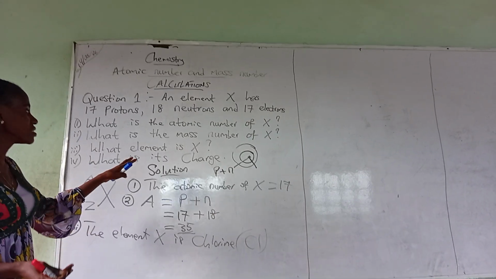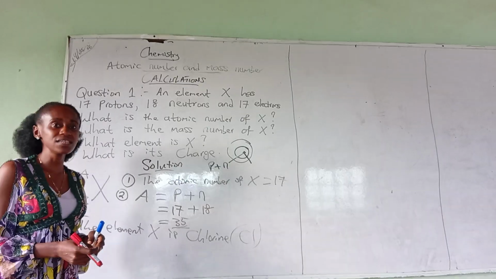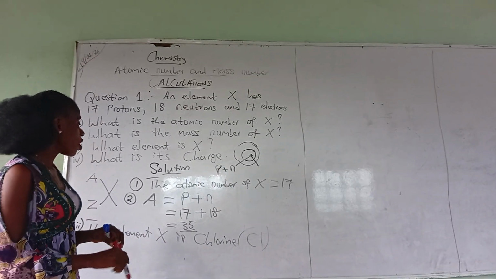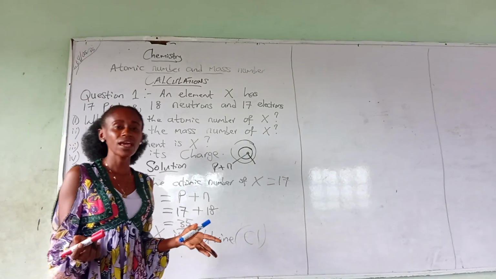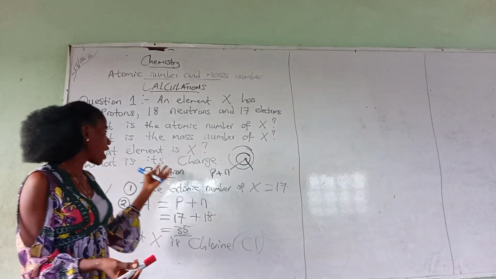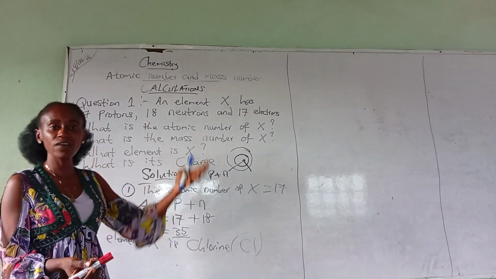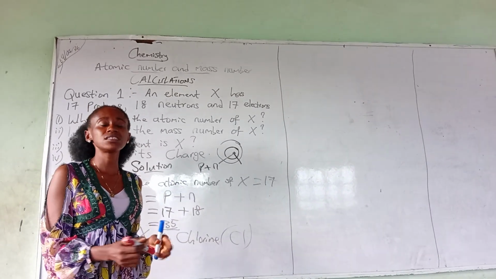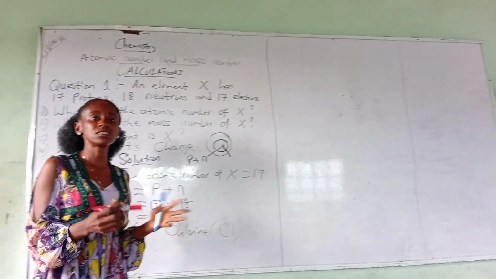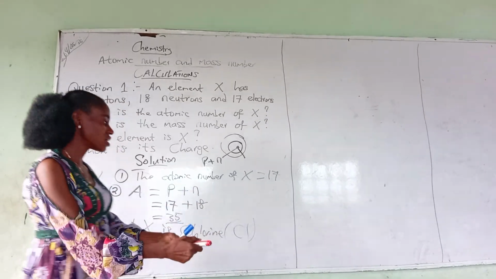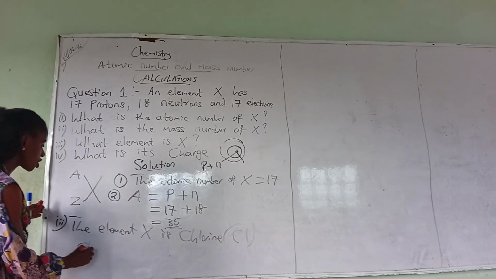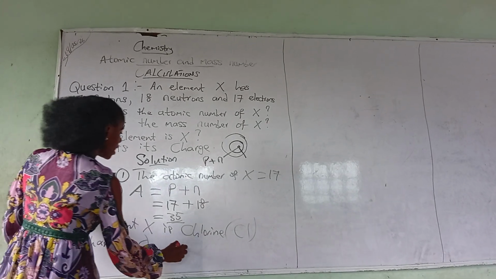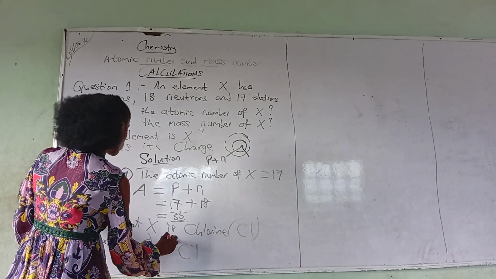What is its charge? Now, how do we get this? Of course, the net charge is 0. We have 17 protons, we have 17 electrons, so the net charge is 0. It is a neutral atom. It is just neutral. So the charge is equal to 0, and our element is chlorine.